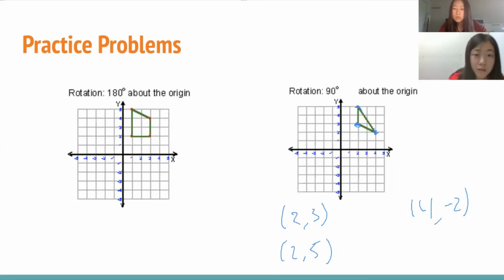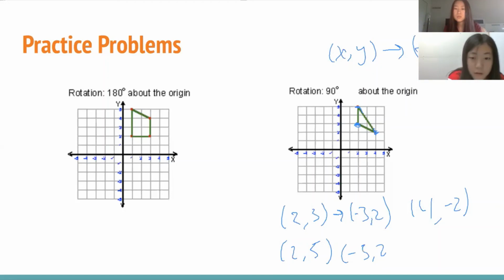And when you do a rotation of 90 degrees, you have to switch the places of x and y, and negate the y value. So this will be -3, 2. This will be -5, 2. And this one will be 2, 4.